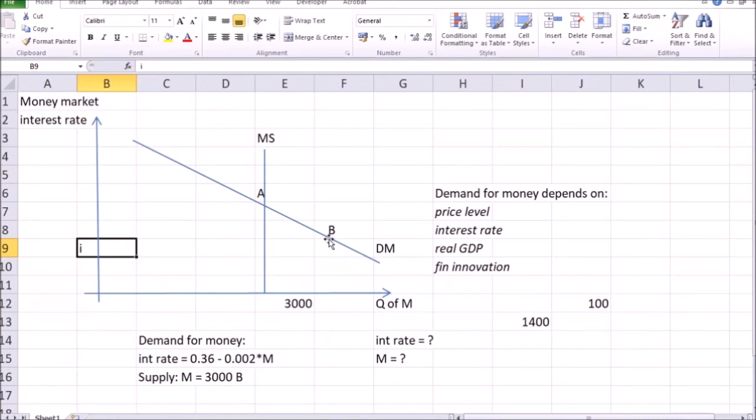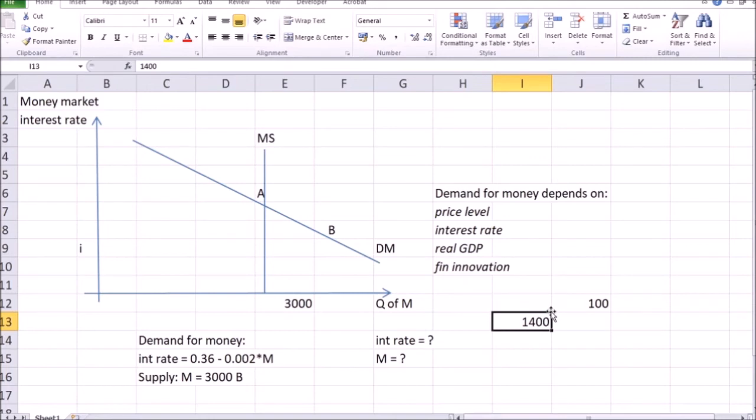At the ongoing interest rate, people have very high demand for cash. You see, demand is very high, but the supply is very little, so they have a shortage of cash over here. This distance is the shortage of cash. When they have a shortage of cash, what are they going to do? They will try to convert other assets into cash. They will start selling financial assets, let's say bonds and stocks. The prices of bonds and stocks are going to drop.